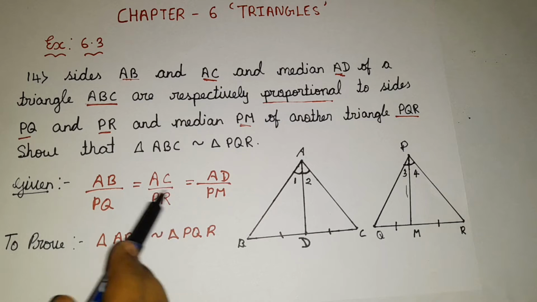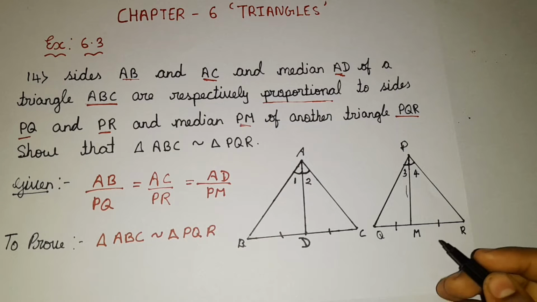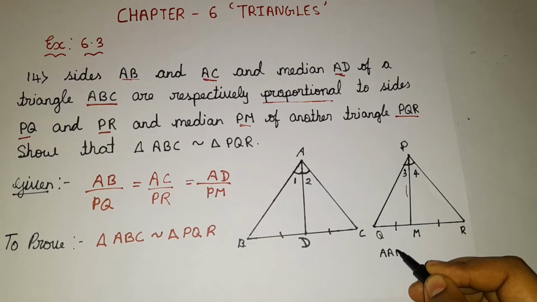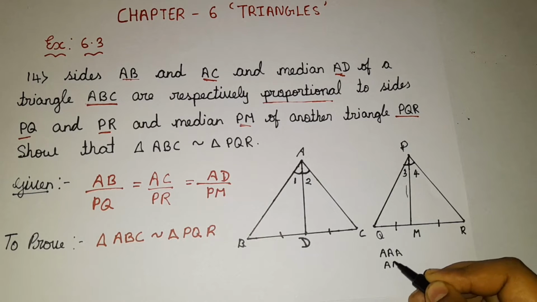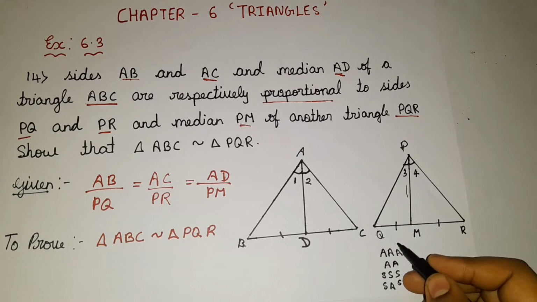While using this information, we are supposed to write the criterion as well, of course. So how many types of criteria are there? There are 4 types of criteria, that is angle, angle, angle, otherwise angle, angle.